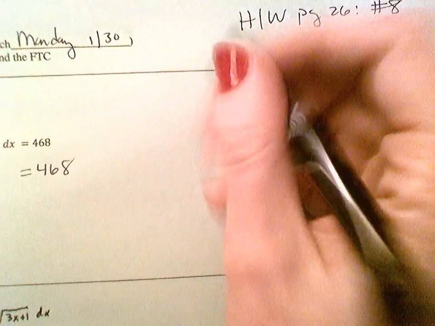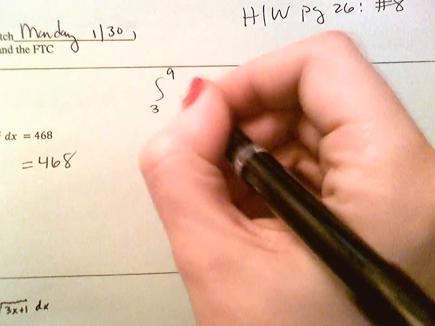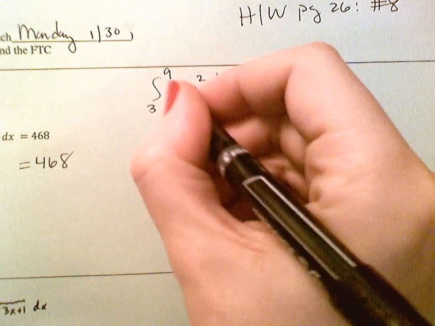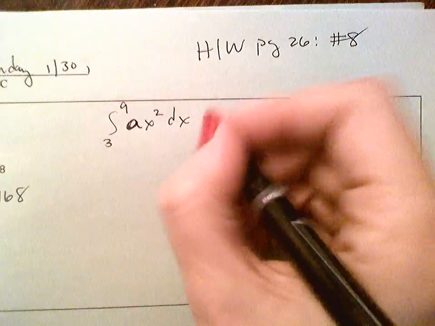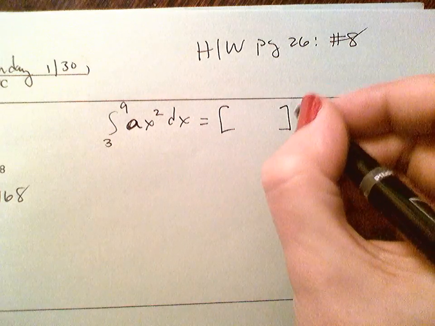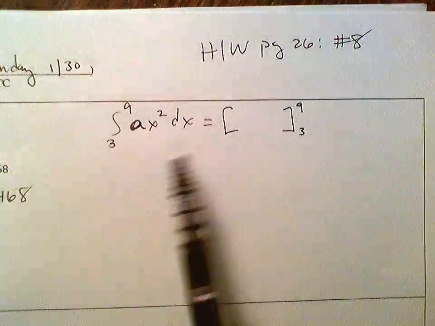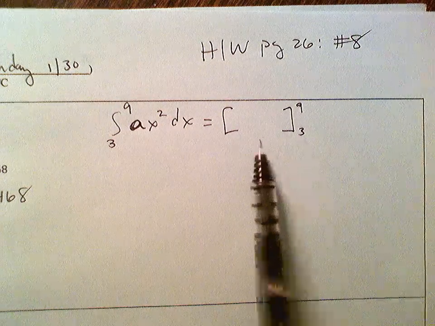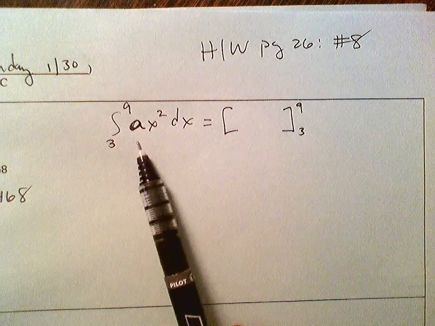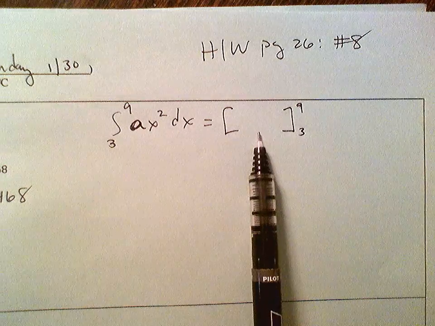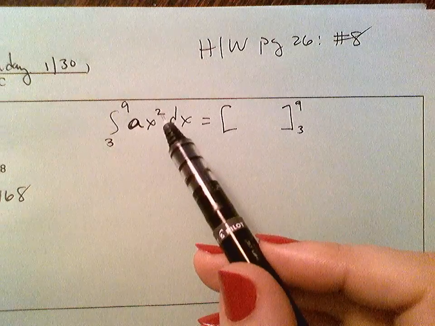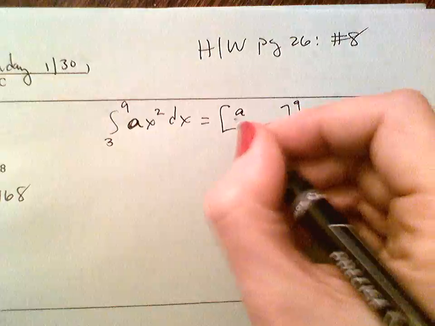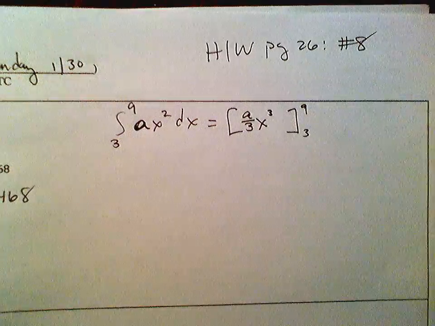So I'm going to go off to the side, and I'm going to use the fundamental theorem of calculus to rewrite this. It tells us that this is equal to the antiderivative, evaluated at 9, and then subtract what we get when we evaluate it at 3. The antiderivative of this would go inside the bracket. I would add 1, so the new exponent would be 3, and then divide by 3. So this would be a over 3 times x to the third.